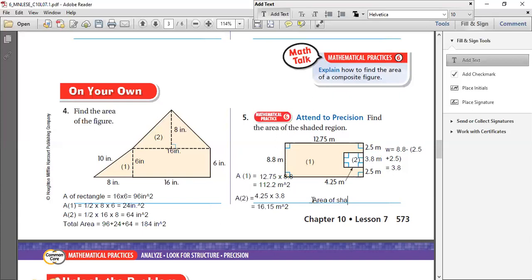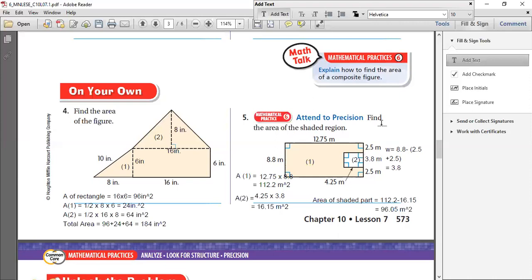Now, how do you find the area of the shaded figure, the shaded part? Area of the shaded part is equal to 112.2 minus 16.15. Why are we subtracting it? Because we have to remove this white part from the whole pink one. Okay, so if you subtract 16.15 from 112.2, you will be getting the answer as 96.05. So the area of the shaded part is going to be 96.05 square meters.